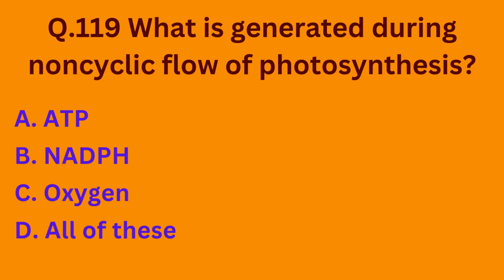Coming to our next question. What is generated during non-cyclic flow of photosynthesis? Option A, ATP, option B, NADPH, option C, oxygen, option D, all of these. So basically, all of these are generated during non-cyclic flow of photosynthesis. So the correct option is option D.